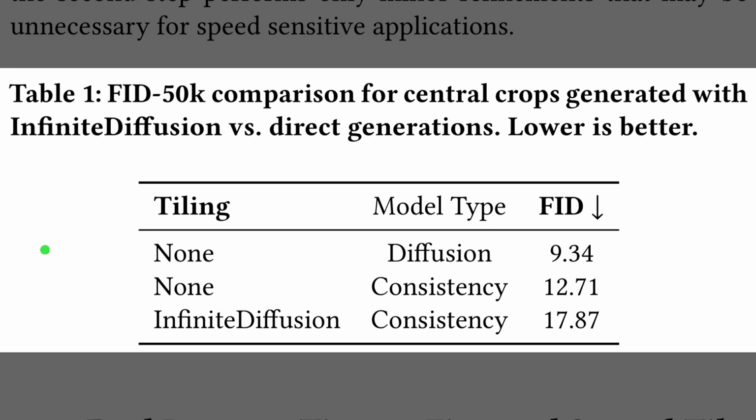Table 2 just quantified how fast tiles stream. Table 1 now compares how good those tiles look. Table 1 reports FID scores, a realism metric where lower is better because generated images stay closer to real data. Non-tiled diffusion achieves about 9.3, while non-tiled consistency is around 13. Infinite diffusion tiling with consistency lands near 18, so infinite streaming costs some fidelity but still keeps reasonably realistic terrain.